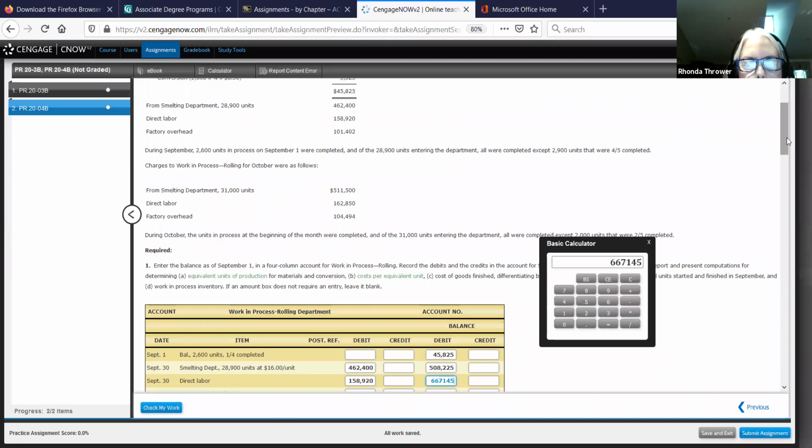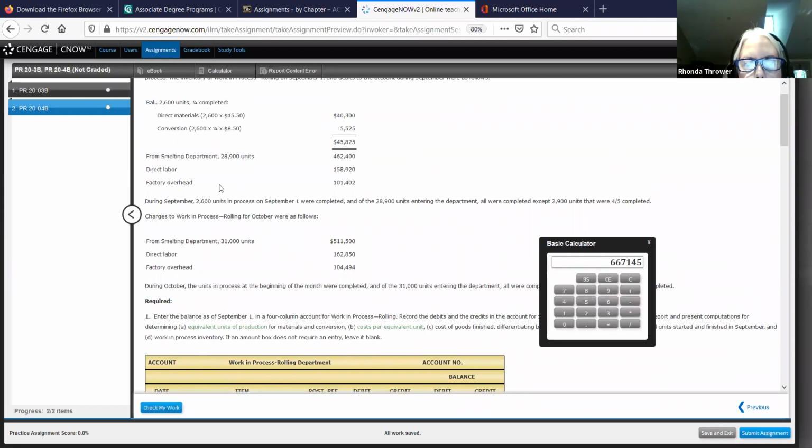And then we're going to pick up our factory overhead. Make sure you're on September now. Factory overhead was 101,402.